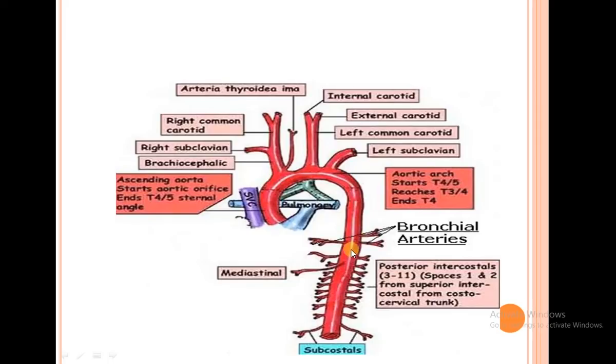You can also see in this diagram, it's a branch of descending aorta, and it is a high pressure circulation. The pressures are high, but flow is only 2% of the cardiac output. Now purpose of bronchial arteries is to carry the oxygenated blood to the lung parenchyma. Lung is a living tissue, so it requires nutrition, it requires oxygen, which is supplied to the lung tissue through the bronchial arteries. Now bronchial veins will carry the deoxygenated blood.